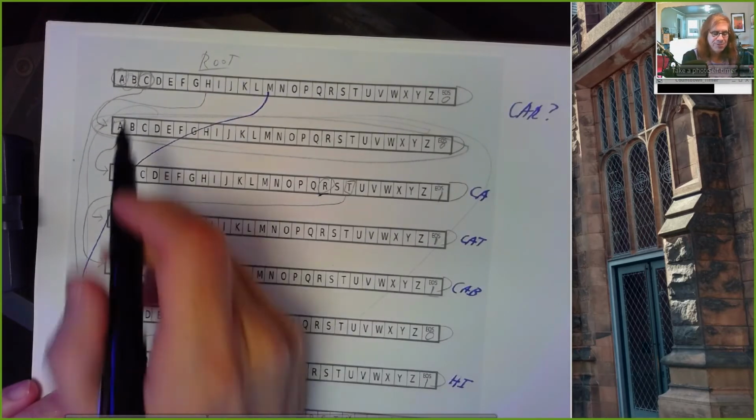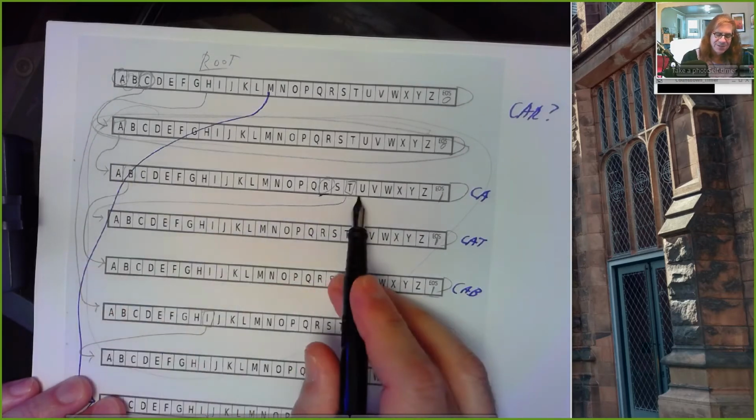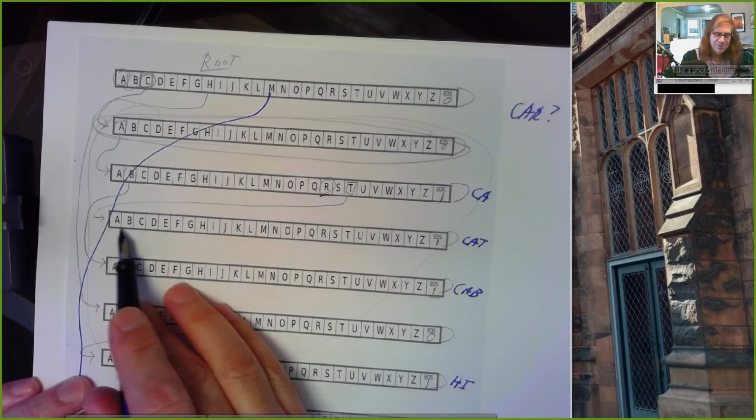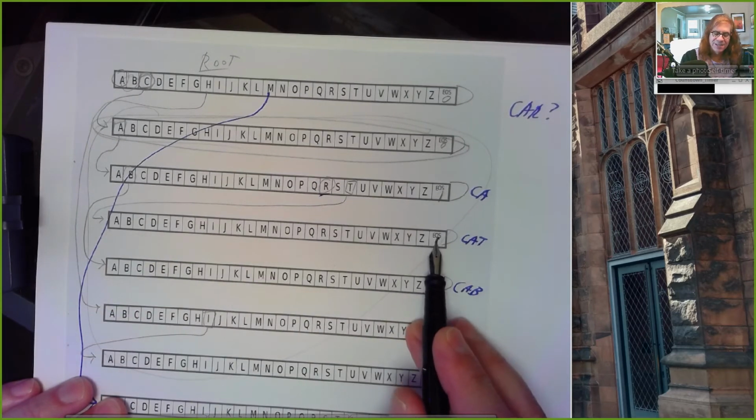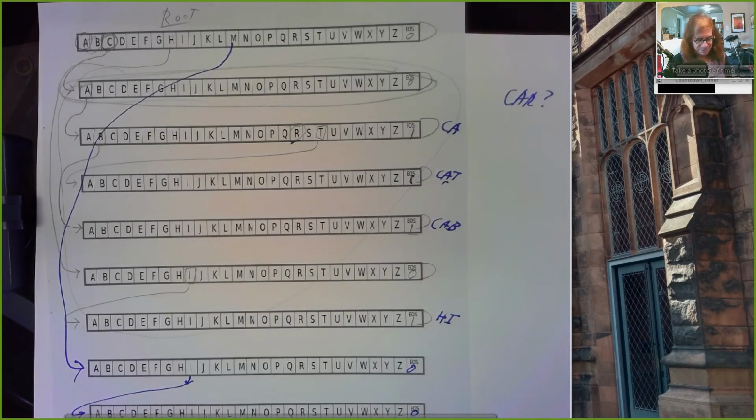Is there a CAT? Well, check the C, yeah, it comes down here. Is there an A? Yes, come down here. Is there a pointer from T? Yes, there is. See where that goes. Check the end of string flag on that node. It's set to a 1, yeah, we've got a CAT. So you can absolutely search in here, and it's an efficient search. It's order the number of letters in your string.